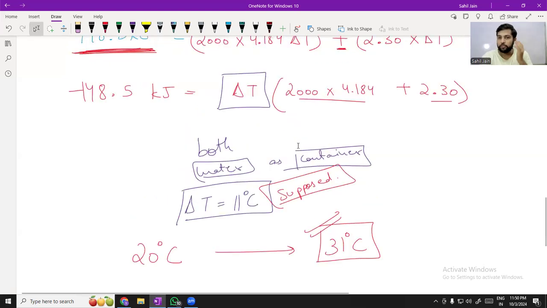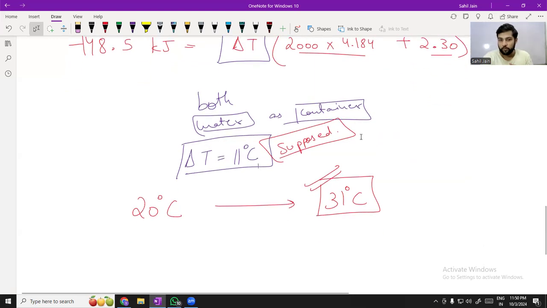I want you to solve this correctly and drop this in the comment section. Okay, I'll then mark your answer right if it's right, and I'll mark it wrong if it's wrong. Okay, so that is one question of calorimetry.